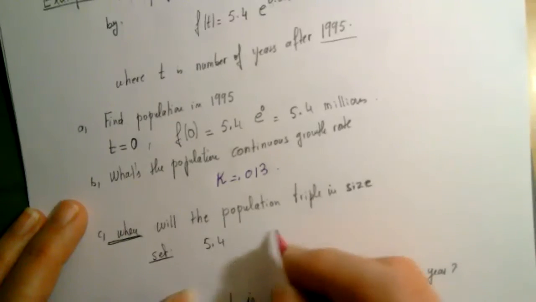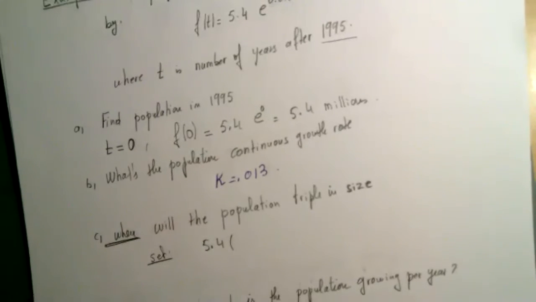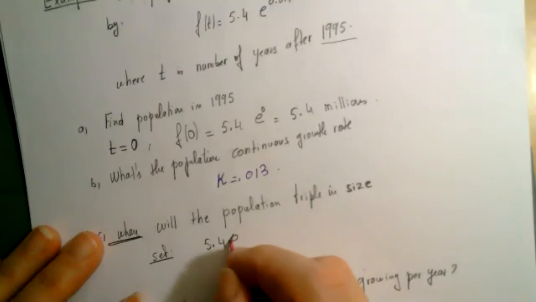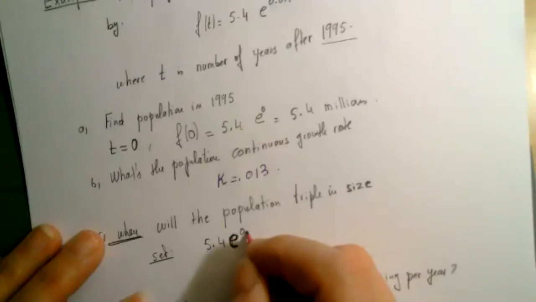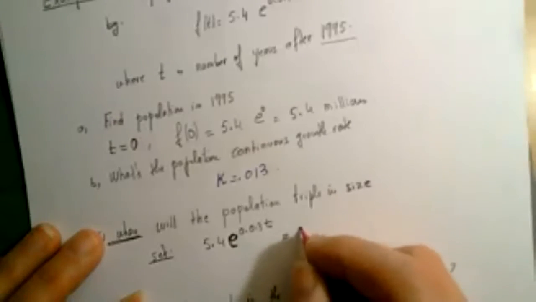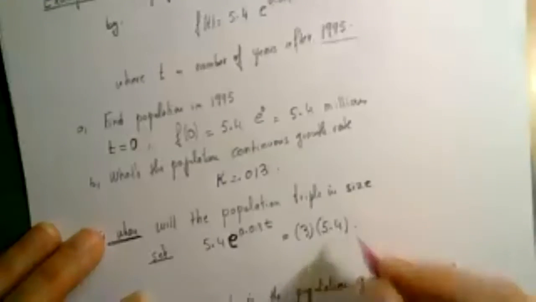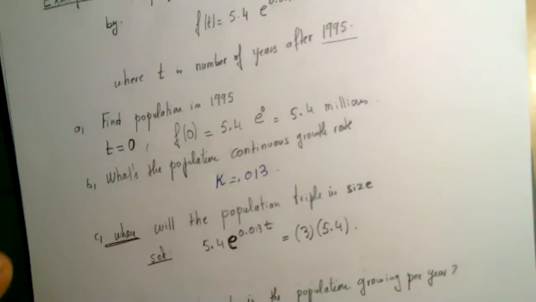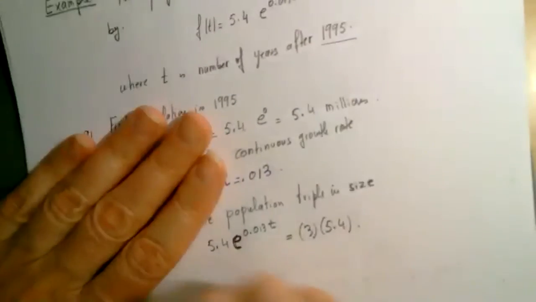We're going to set this times e, because it's in e in here, and since it's in e, I have to work with the e. So I put my parenthesis, I was wrong. It's e to the power 0.013t equal to 3 times 5.4. Okay? So we have to solve for t. We're going to set this and solve for t.